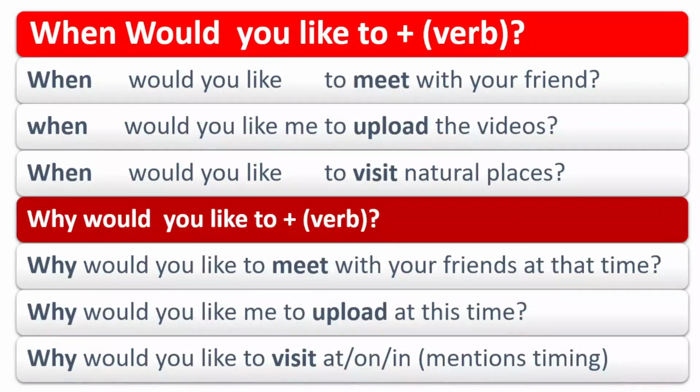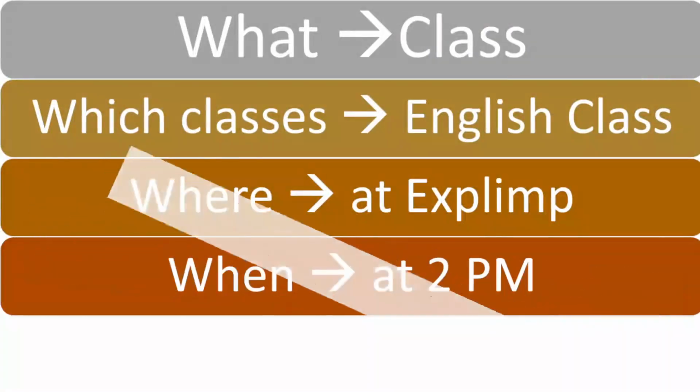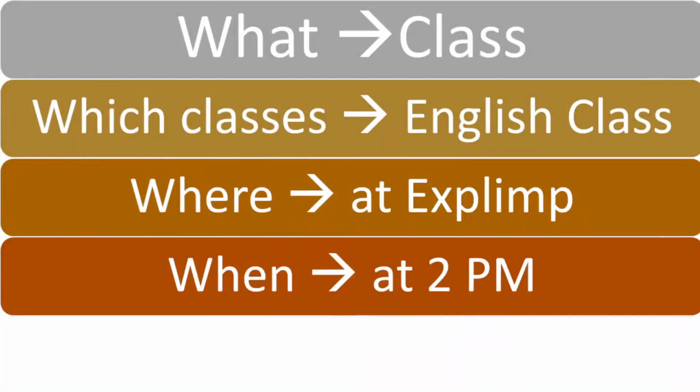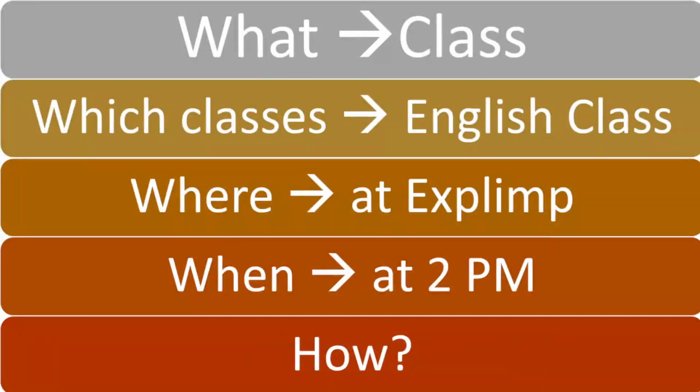The next one is, why would you like to visit? You can use the preposition at, on, or in for many reasons. For example, why would you like to visit at 2 p.m.? Or why would you like to visit on Sunday? Or why would you like to visit in the month of October? Right? So for these three reasons, you could use these different types of prepositions. Now next, we have learned about the timing, the WH question when, but we don't know about how. Like, how would you do this?